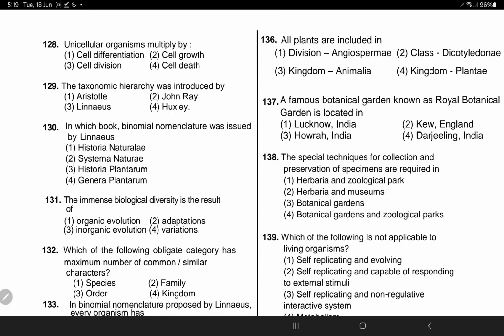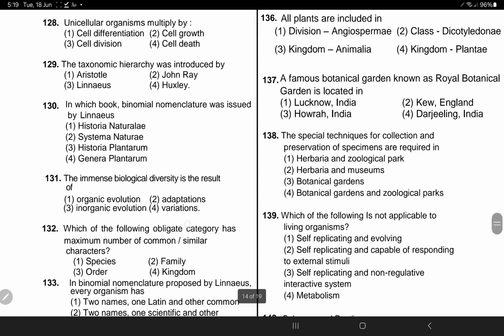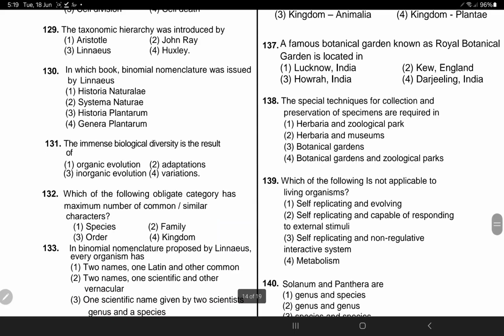Taxonomic hierarchy was introduced by Carolus Linnaeus. Option 3 is correct. In which book was binomial nomenclature issued by Carolus Linnaeus? Systema Naturae, in which animal names are included. Option 2 is correct. The immense biological diversity is a result of organic evolution. Option 1 is correct. This is actually given by Charles Darwin.